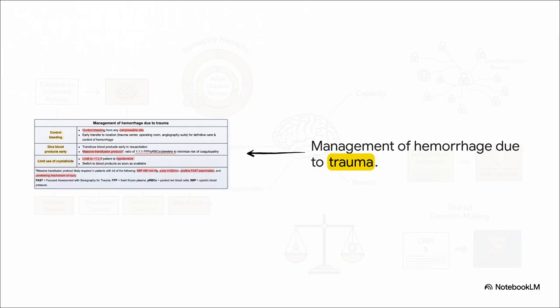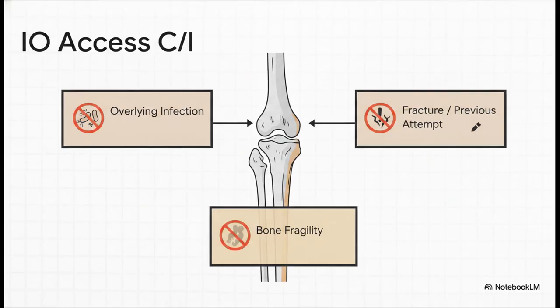Now, the test loves to ask about the specific triggers for the massive transfusion protocol. That's your 1-to-1-to-1 ratio of fresh frozen plasma, packed RBCs, and platelets. You need to hit at least 2 of these 4 triggers: a systolic blood pressure of 90 or less, a heart rate of 120 or higher, a positive FAST exam, or a penetrating mechanism of injury. Hit 2 of those and you immediately initiate balanced resuscitation. No hesitation. Now, what if you need emergency fluid resuscitation, but peripheral IV access completely fails?